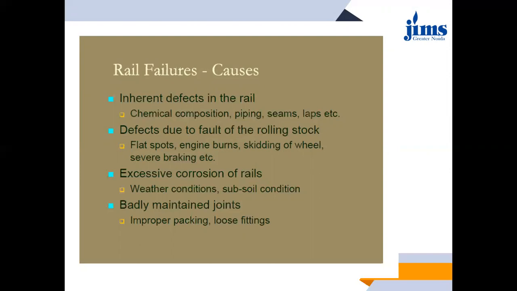Then comes excessive corrosion of rails. This may arise due to extreme weather conditions, or else since the rails are resting on a formation which is ultimately soil itself, the soil moisture condition may also cause excessive corrosion of the rails. For example, the suburban railways in Mumbai. Every year we have a problem of water logging over there. In spite of the good drainage facilities which are provided, the water logging problem is still prevailing.